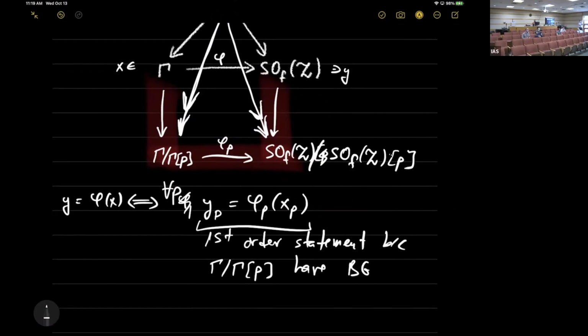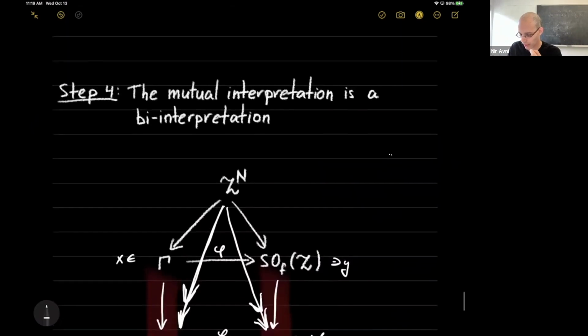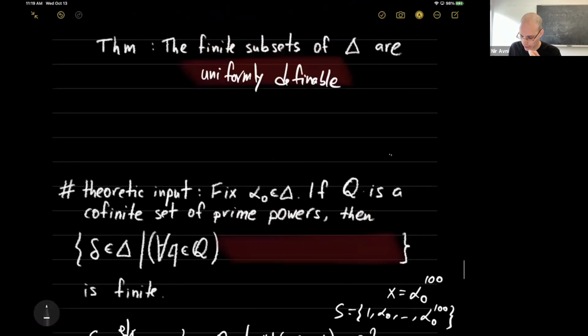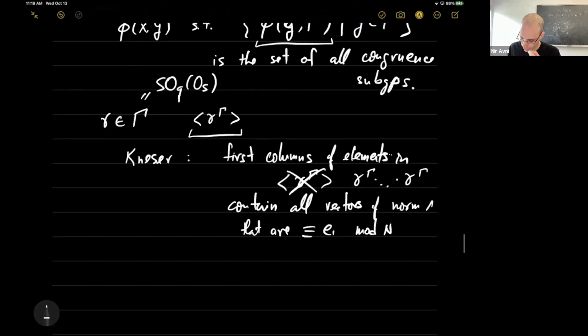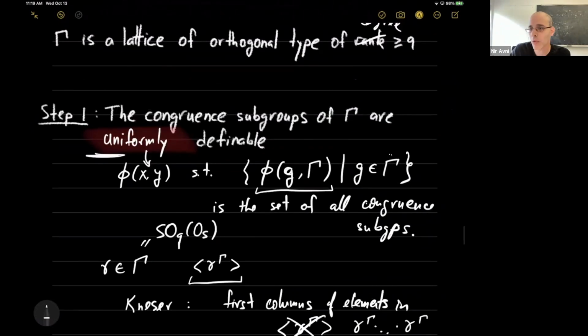But somehow it doesn't bother you that these are infinitely many conditions. Because I can quantify over all primes. The whole point of showing that the congruence subgroups are uniformly definable would be to say that for every parameter G, something happens. Yeah. That's good.